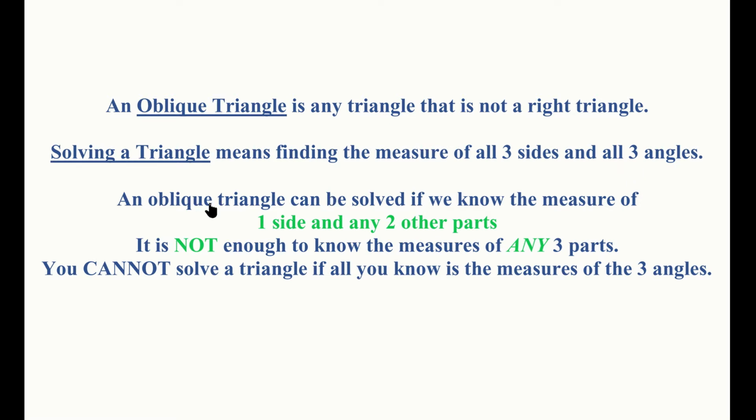Last time we mentioned that any oblique triangle can be solved if we know the measure of one side and any two other parts. Now, the two other parts can be two sides, two angles, or they can be a side and an angle. But what's extremely important is that we have at least one side. There is no way you can solve a triangle if all you have are angles.